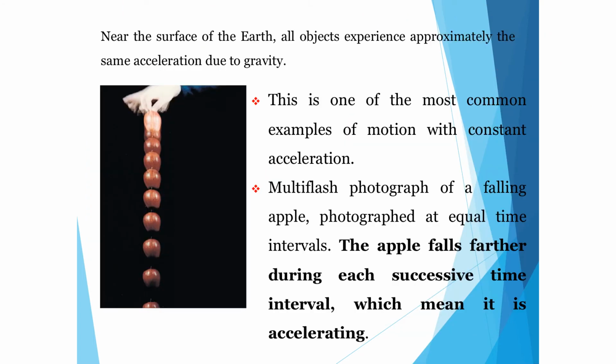And then you can see from the photograph that the apple falls further during each successive time interval, which means that it's going to be accelerating. You can see that there's a change in velocity, so definitely it is accelerating. The acceleration here means that it's going to fall with a value of g equal to 9.80 meters per second squared.